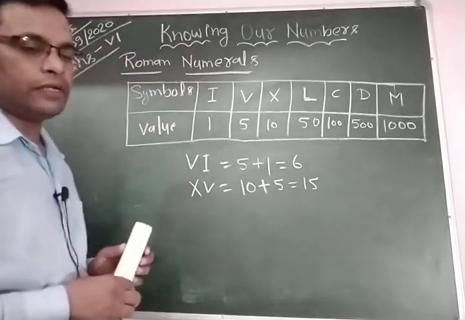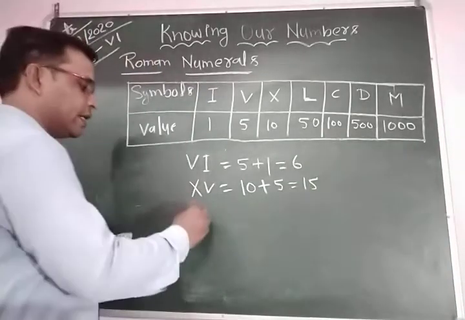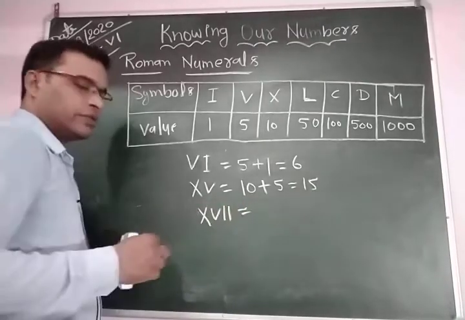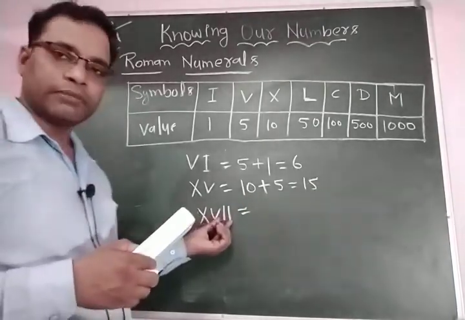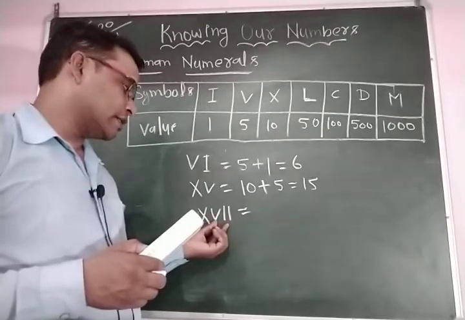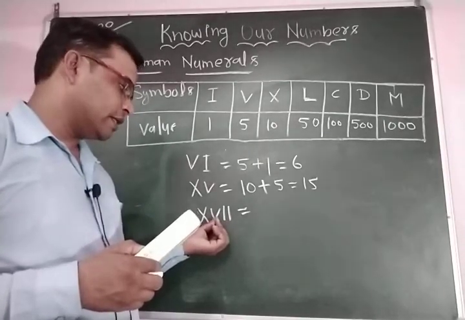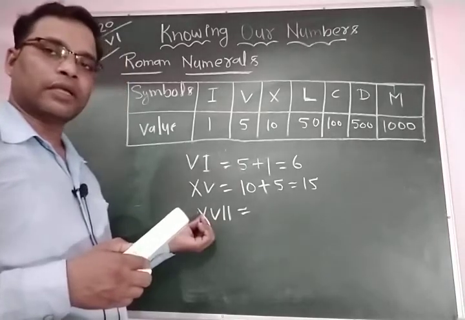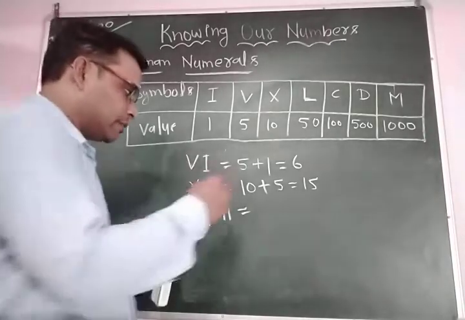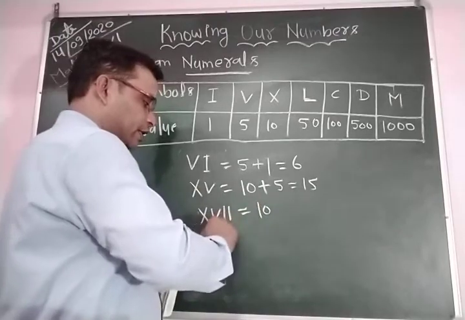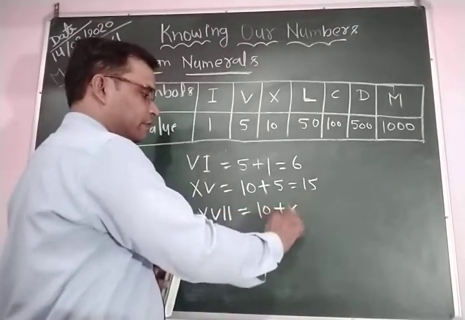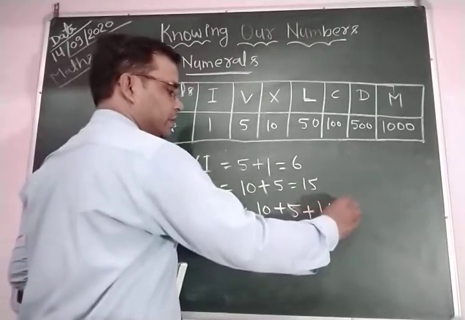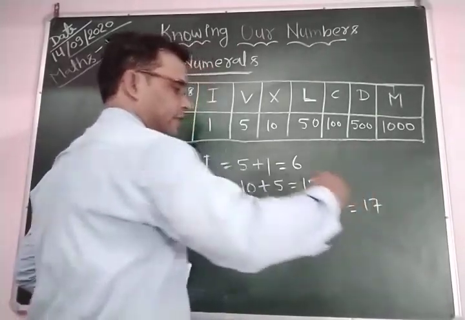Okay, similarly you can take some more examples like this, XVII. You can see here this I is a smaller value in comparison to X and V, and the value of V is also smaller in comparison to X. It means the value of X is 10, plus the value of V is 5, and the value of I is 1 plus 1. This is equal to 17.